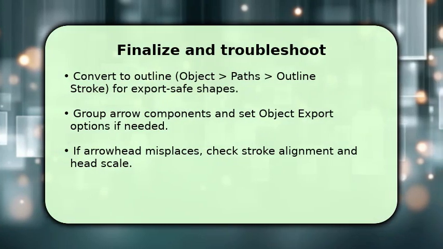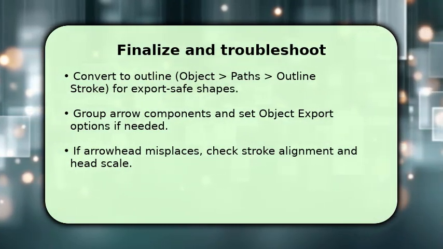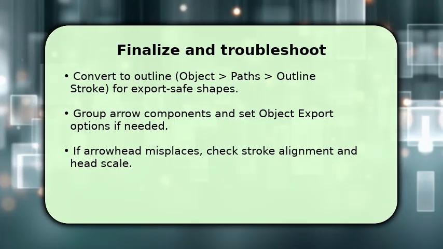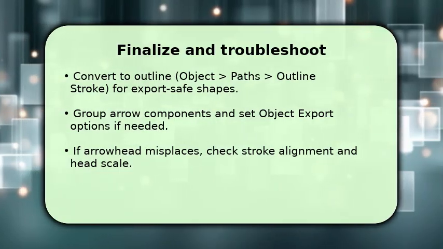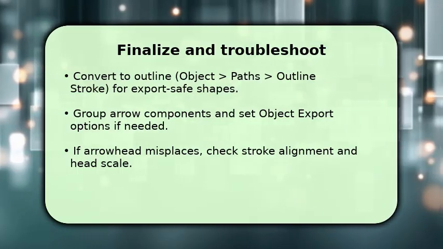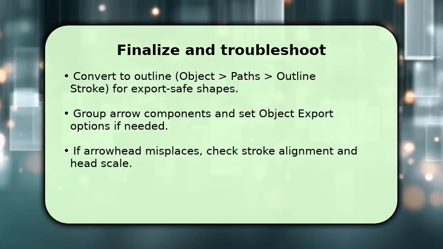To finish, convert your stroked arrow to a shape before exporting by choosing Object, Path, Outline Stroke. This avoids appearance shifts in other apps. Group any multiple pieces and lock or align them to guides so placement stays consistent. Make sure to save a layered copy in case you need to edit.